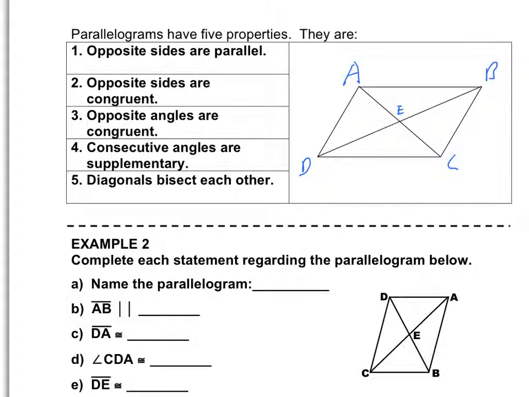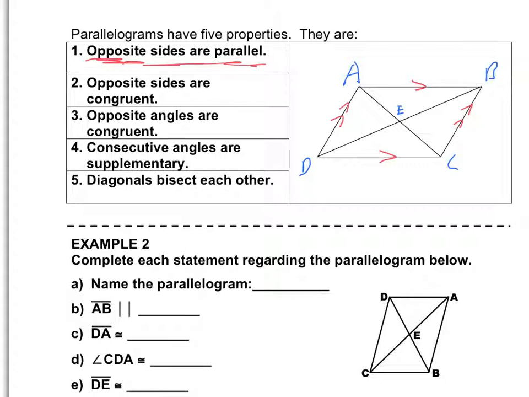If I say AB, what side would it be parallel to? DC. That's right. What about side BC? It would be parallel to AD. That's right. So we've got parallel lines as our opposite sides. Those little arrows along the line indicate parallel lines. We've seen those before when we did parallel lines cut by a transversal. That's the first property, that opposite sides are parallel.